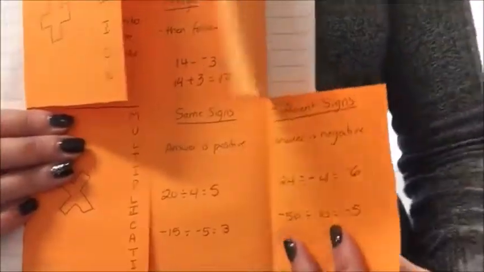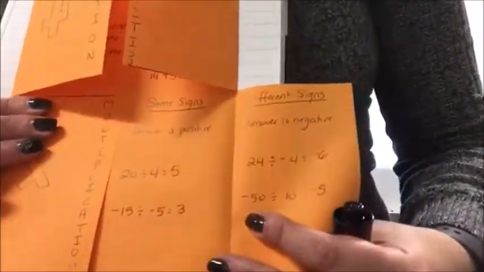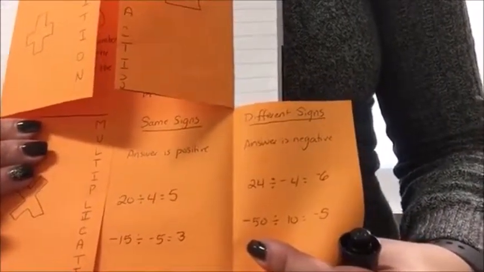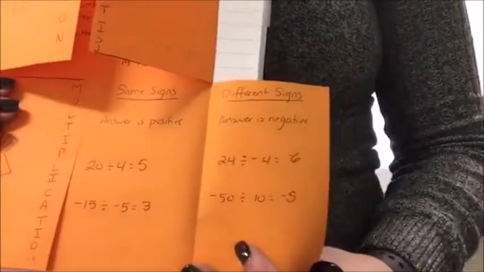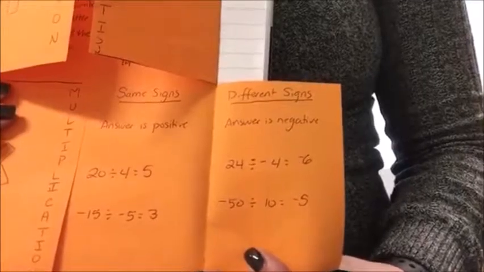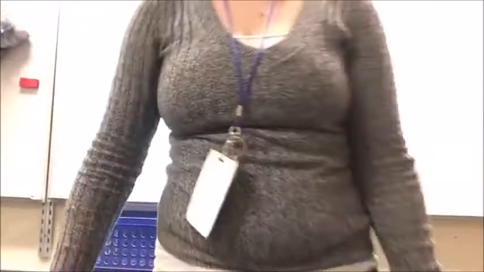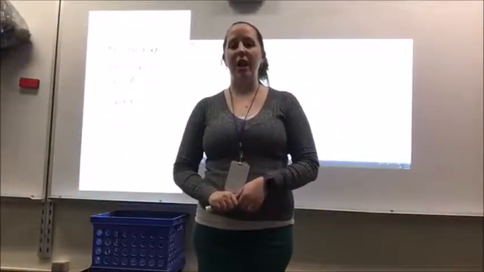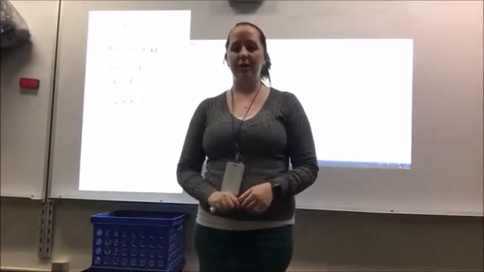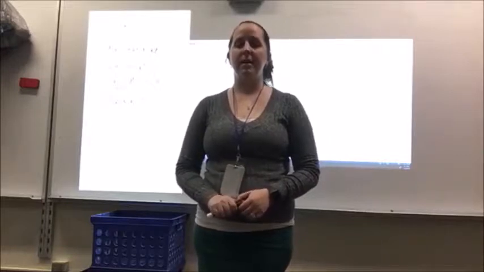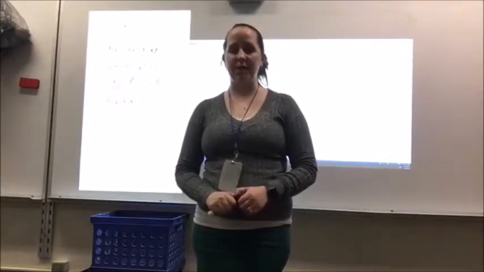Division. 20 divided by 4 is 5. Negative 15 divided by negative 5 is 3. 24 divided by negative 4 is negative 6. And negative 50 divided by 10 is negative 5. And that is the end of Chapter 3, Lesson 5.